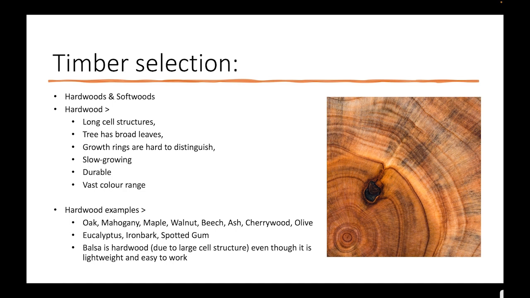So if you're looking for a hardwood that would have long cell structures, the tree generally has broad leaves. The growth rings on the trunk are hard to distinguish, so they might be very close together or similar in colour. Hardwoods are generally very slow growing, so it takes sometimes hundreds of years for a tree to actually grow to maturity. The tree is generally a very durable species, and there's a vast colour range. So some hardwood examples are oak trees, mahogany, maple, walnut, beech, ash, cherry wood, and olive wood. Australia has eucalyptus, ironbark, and spotted gum, also beautiful hardwood species.